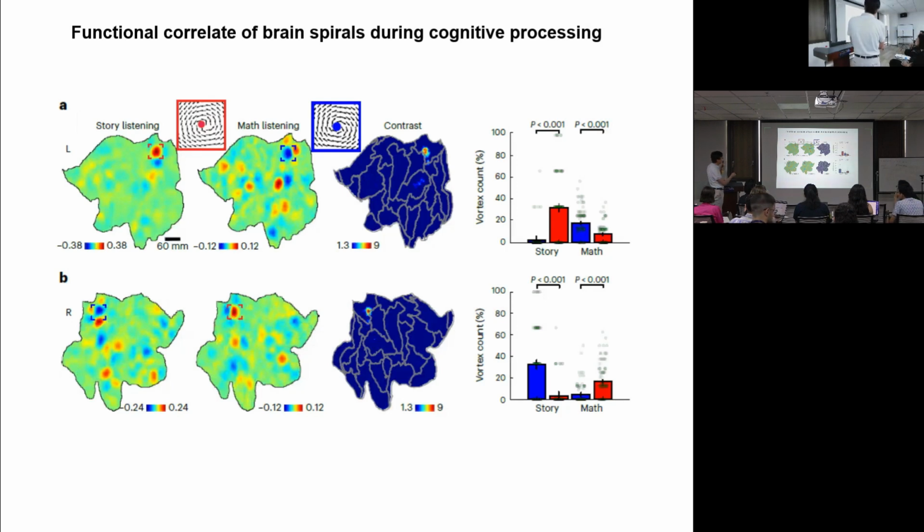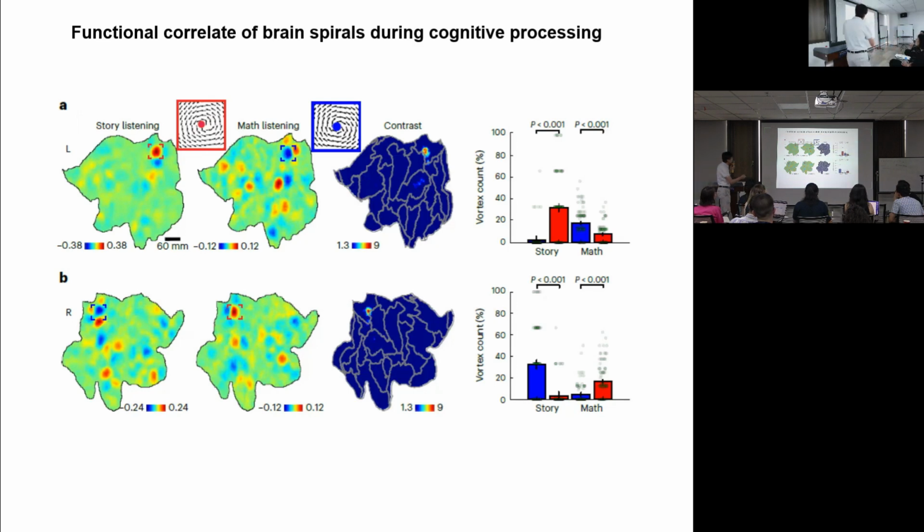This is the left hemisphere. This is the right hemisphere. These are different tasks, and they were collected by the HCP project. This is story listening. This is the math listening task. They ask subjects to listen to a story, and after that they ask the subjects to do some tasks.